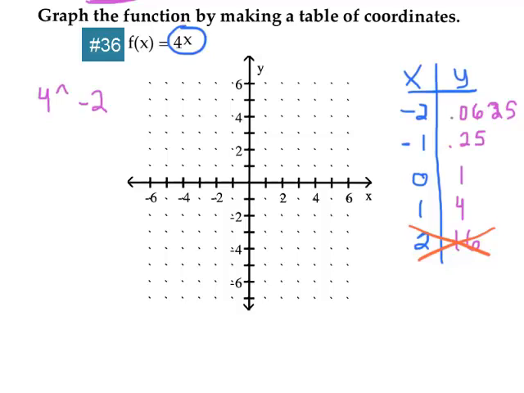At -2, we're just barely above 0. At -1, we're just barely above that. At 0, we're at 1. At 1, we're at 4. And then we go up from there. So here's our graph. Remember, our graph gets closer and closer to 0 as we go to the left. It never actually really touches 0.